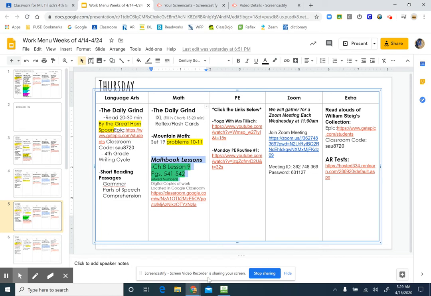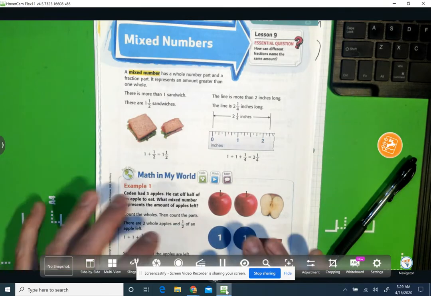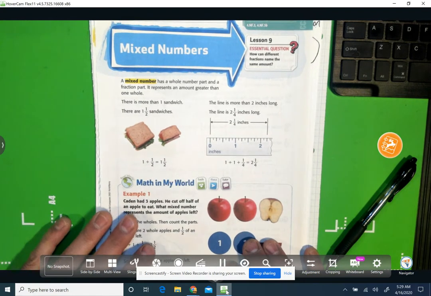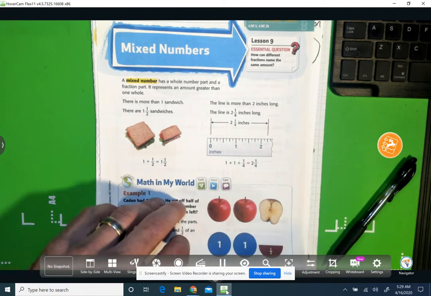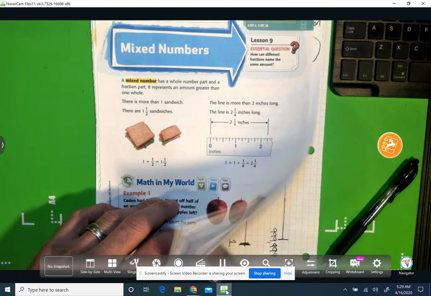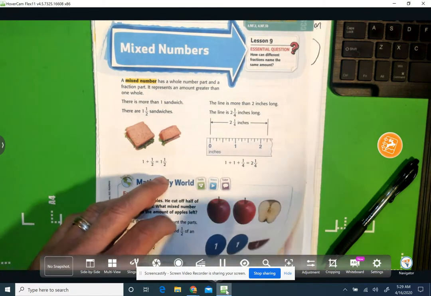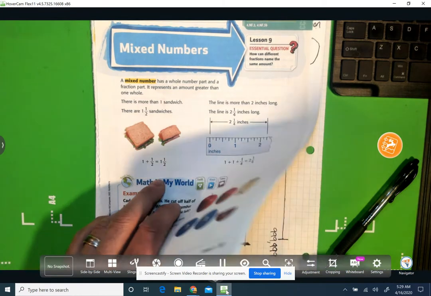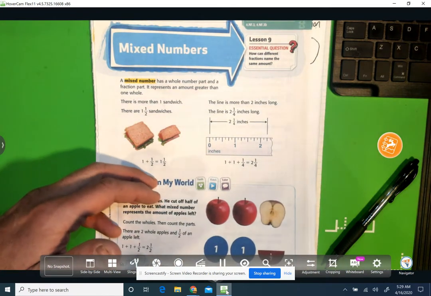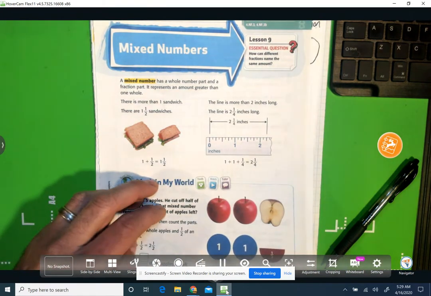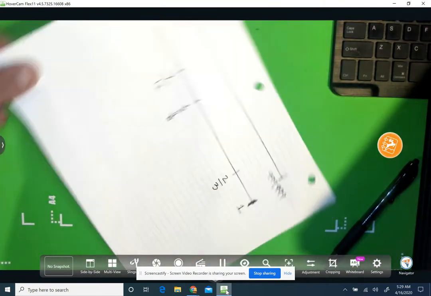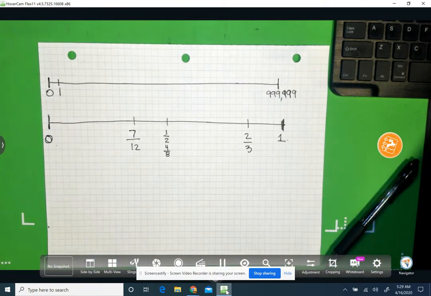So let's go over what Chapter 8, Lesson 9 is exactly. So I'm going to come on over here to my document camera, and we're dealing with mixed numbers. When we are working with mixed numbers, there is a few bits of vocabulary that I'd like to go over and also just sort of a quick visual. And that will come in the form of a number line.